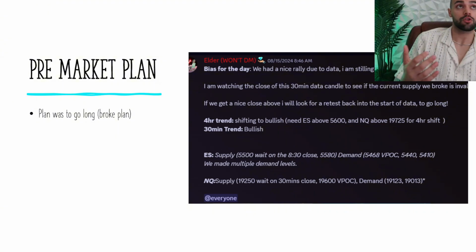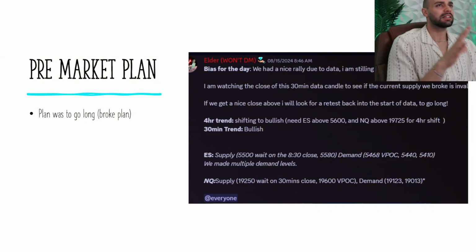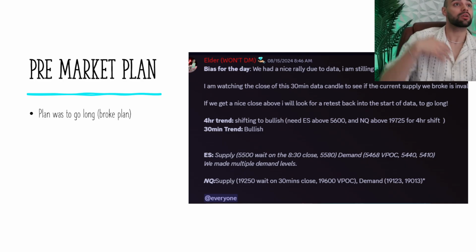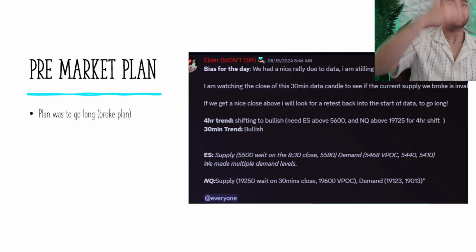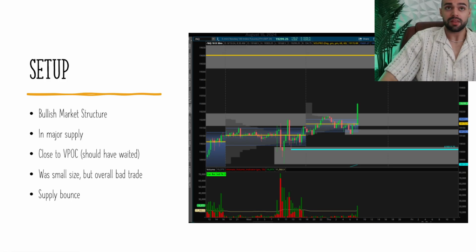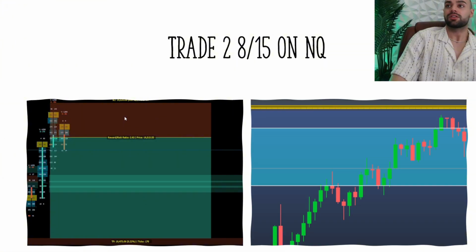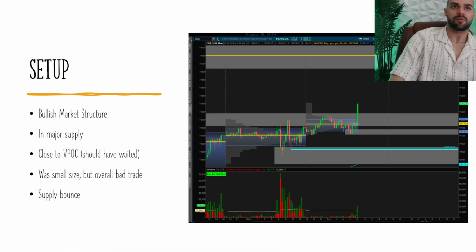Usually I go for a follow-through, aggressive continuation. And for this, I need around 2,000 delta on the open on the ES or around 2,000 on the NQ as well, with them following through and not getting absorbed. So this was the setup. It was bullish market structure, right? In major supply, close to VPOC, should have waited, and it was small size, but overall bad trade, right? And I think this was a loss, if I remember correctly.